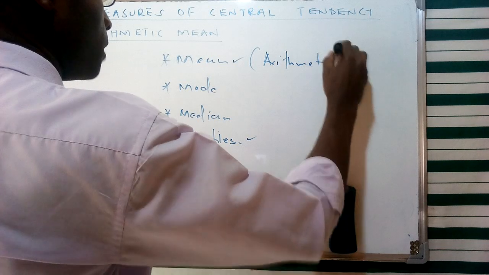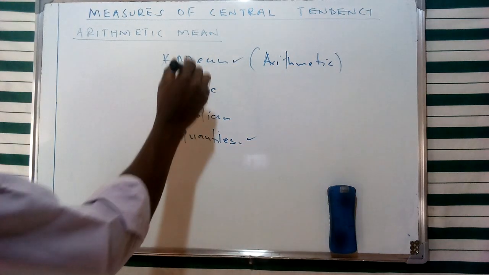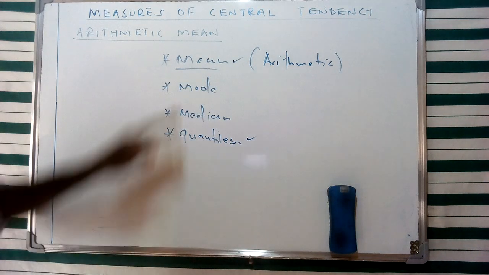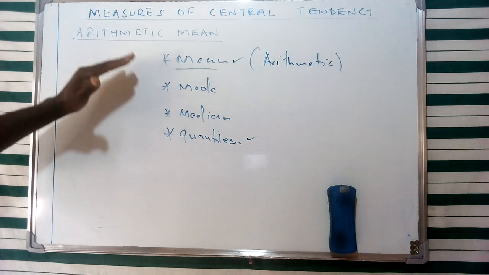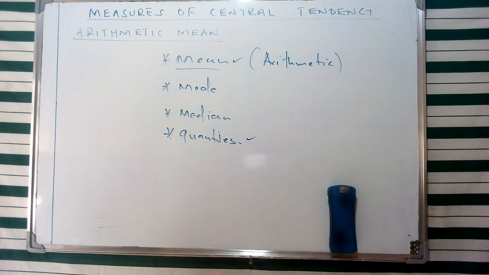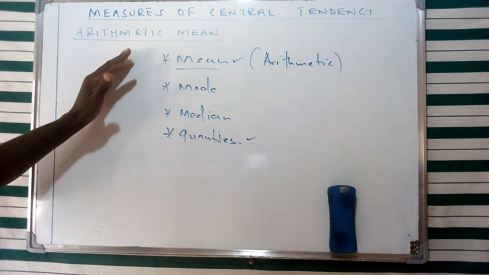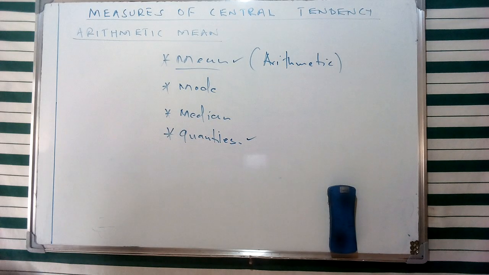Now, we are going to look at a particular average that we refer to as the arithmetic mean. And that's going to fall under the broader category of this specific average that we refer to as the mean. Basically, the arithmetic mean is going to be the sum of the magnitude of items divided by the number of the items.